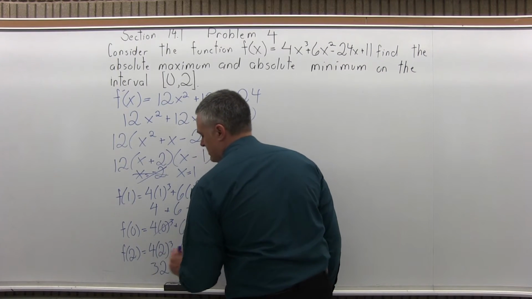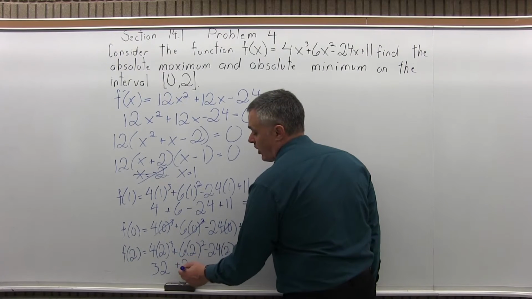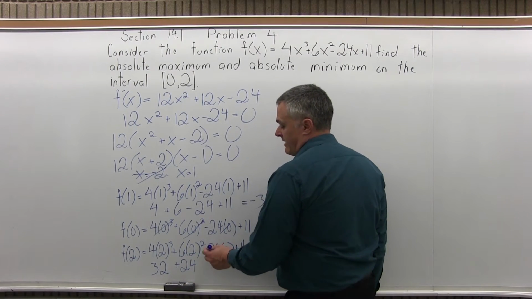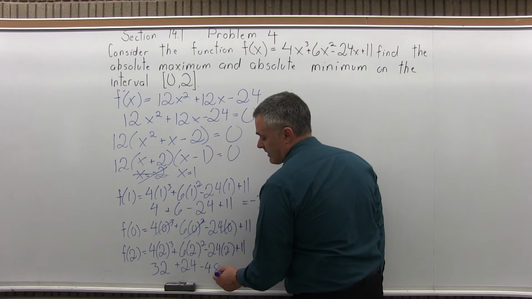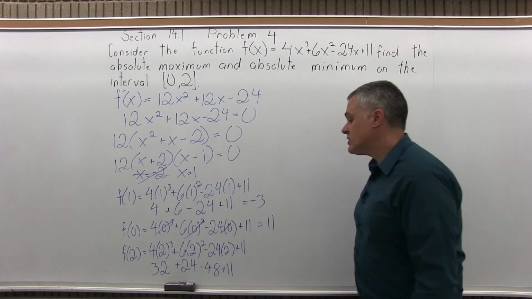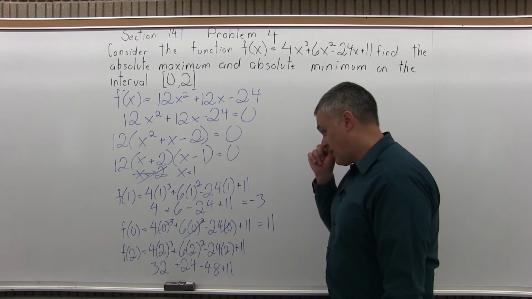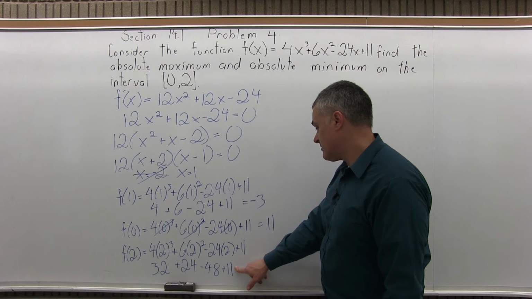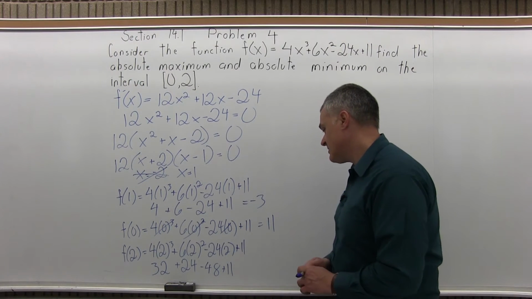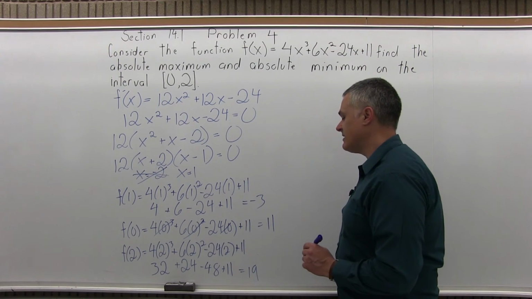It's positive. And then 6 times 2 squared. 2 squared, 2 times 2 is 4, times the 6 in front. 4 times 6 is 24, also positive. Then I have minus 24 times positive 2 will be minus 48, and then plus 11. So if I combine my positives, 32 and 24 will be 56, and 11 more will be 67. Minus 48, 67 minus 48 would be 19, positive 19.